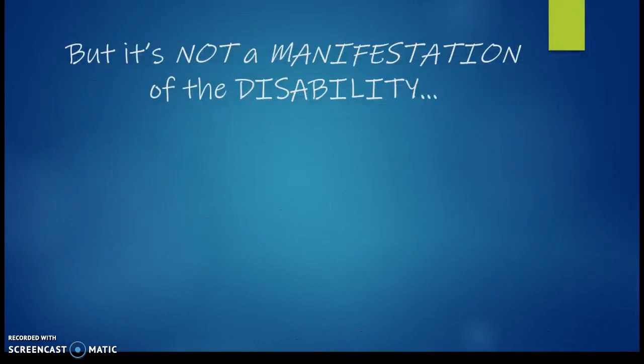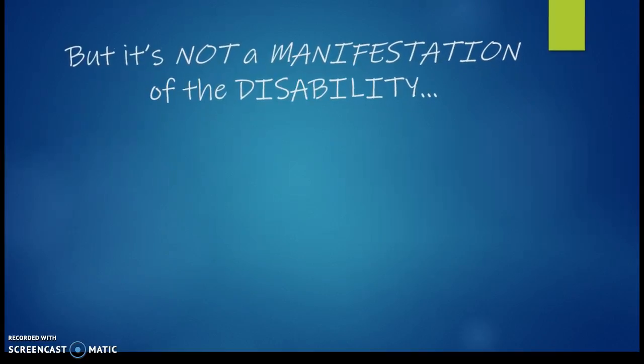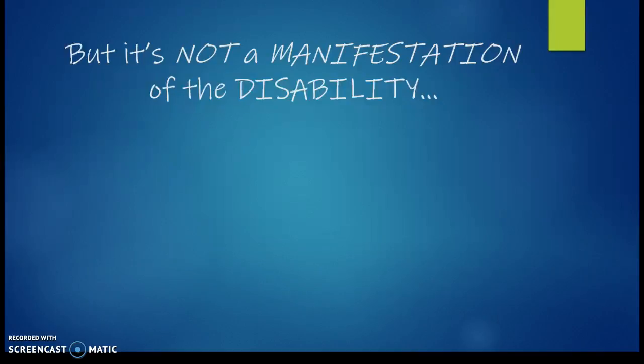But what do we do if it's determined that it's not a manifestation of the disability? Well, we take another look at the behavior that got the student in trouble. Did it violate the Code of Student Conduct? We look again at whether it is or isn't a manifestation of their disability. We need to be sure about this. Then we think, how would the disciplinary procedures be applied to students without disabilities? And are we planning on applying them the same way for this student?